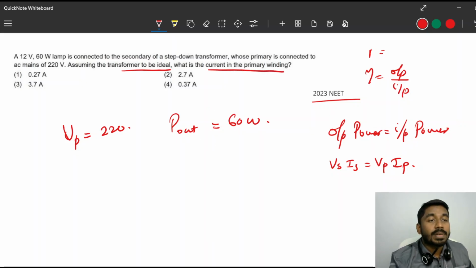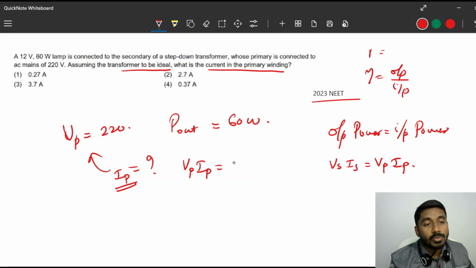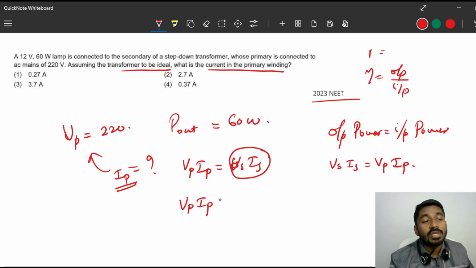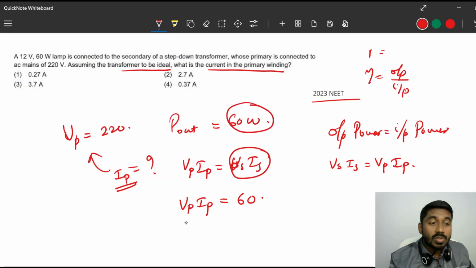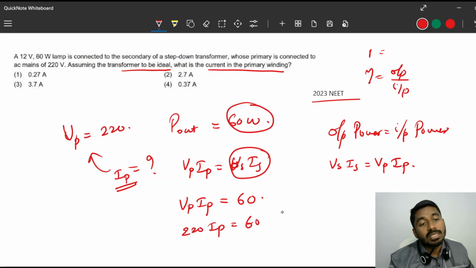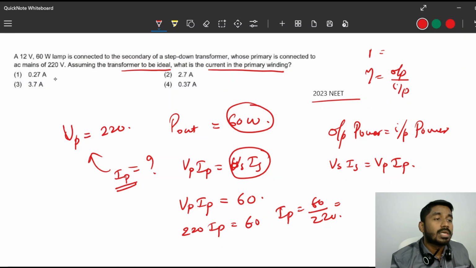What is the current in the primary winding? We need to find the Ip. So Vp is given, we need to find the Ip. But we know this relation, Vp Ip is equal to Vs Is. And what is Vs Is? It is output power. So we can directly substitute Vp Ip is equal to 60 watt. Understood? Because output is connected to the secondary. So here Vp is given, 220 into Ip is equal to 60, and Ip is equal to 60 by 220. You will get around 0.27.